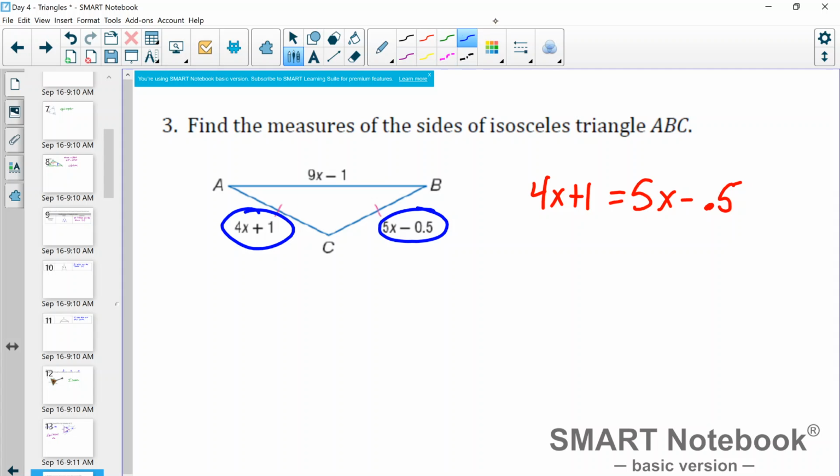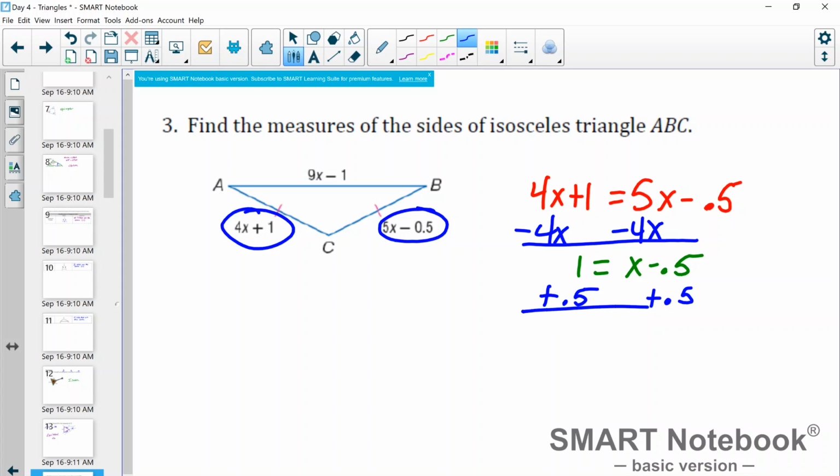So usually it's easier to move the smaller x over, so 4x being smaller, I'll subtract the 4x. So I get 1 equals x minus 0.5. And what I want to do now is move the 0.5 over, so I'm going to add 0.5. So we get x equals 1.5.